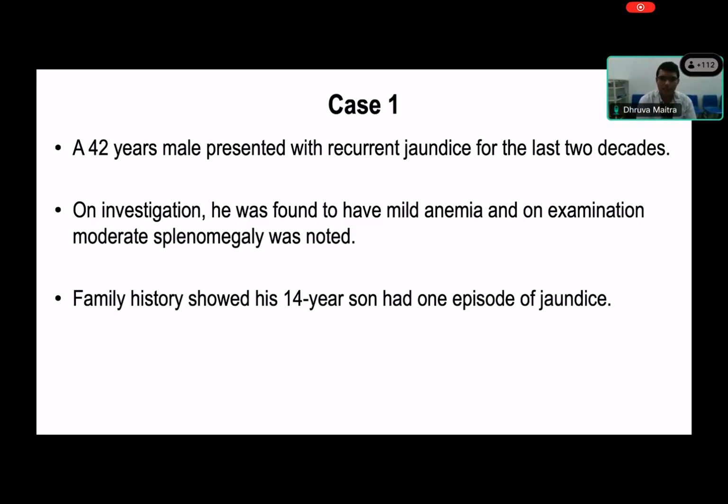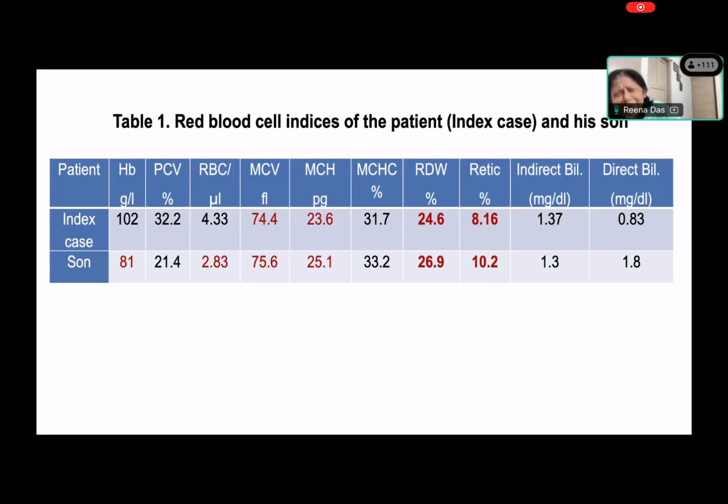The mother, correct? Yes, ma'am. So the mother would be a carrier and the son would be affected in X-linked disorders. That usually happens with hemophilia A, hemophilia B, even with G6PD deficiency. But here it is a little different. That's why we don't think about X-linked conditions. Yes, the mother would have been a carrier. She would have been asymptomatic.